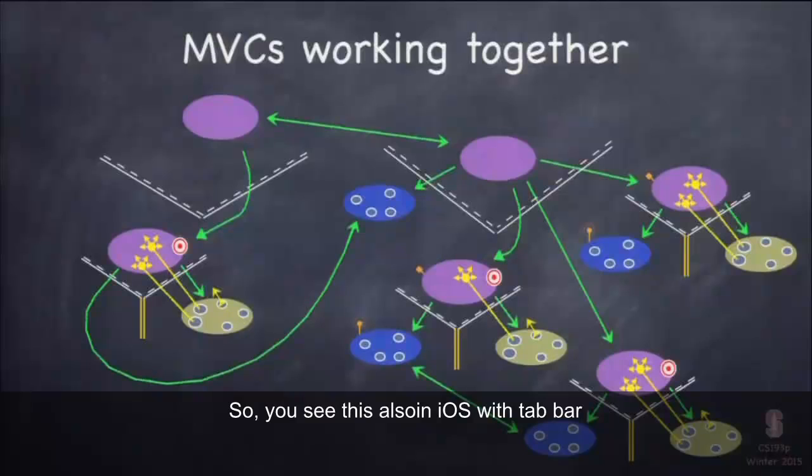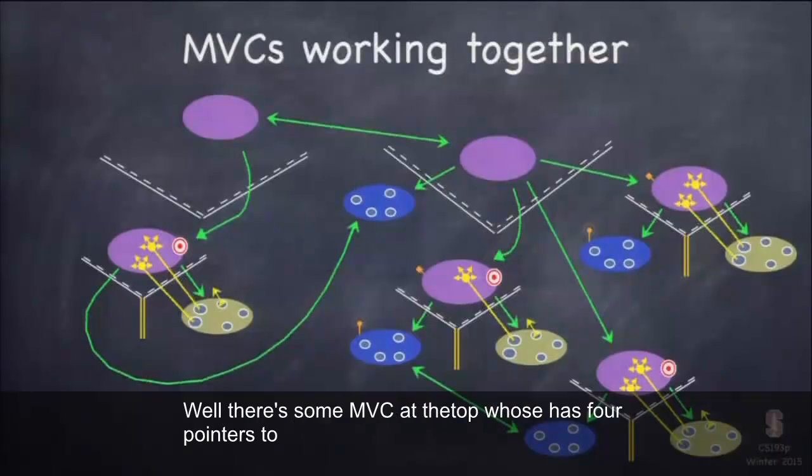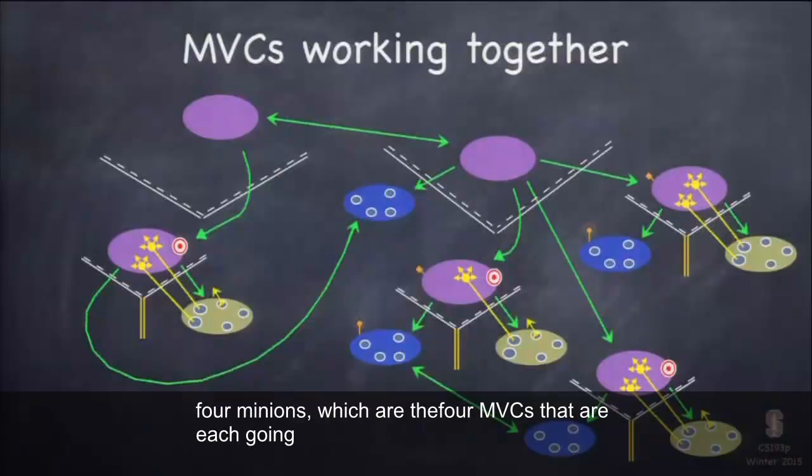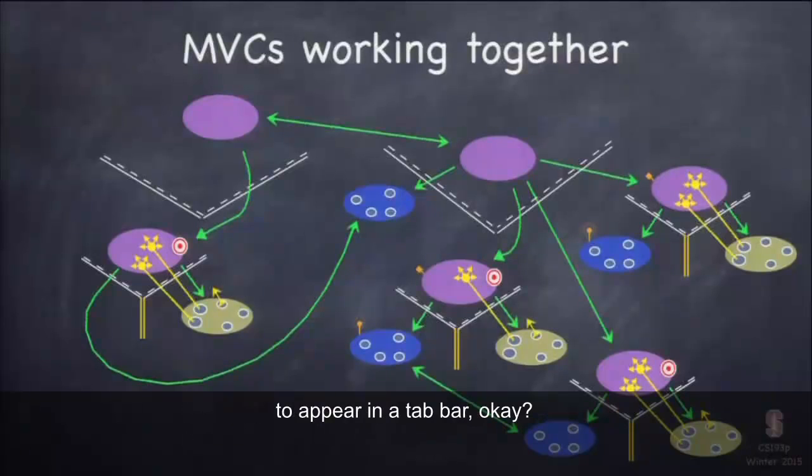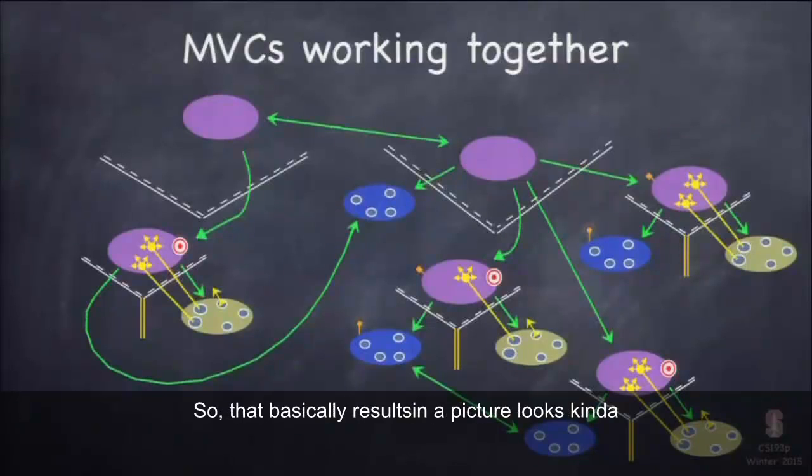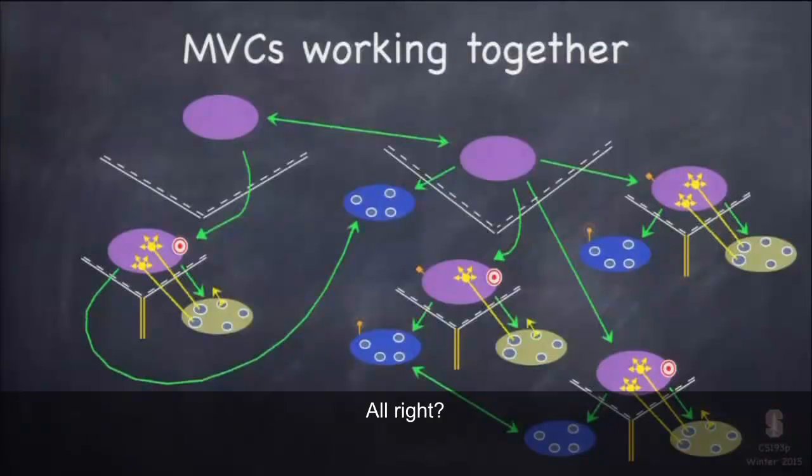Okay? So you see this also in iOS with tab bar controllers, right? You have the tab bar at the bottom might have 4 or 5 things you can choose. Well, there's some MVC at the top that has 4 pointers to 4 minions, which are the 4 MVCs that are each going to appear in a tab bar. Okay? And we'll be doing that, for example, in assignment number 2 or 3, where we'll be making a tab bar, and you're going to have to do multiple MVCs. So that basically results in a picture that looks kind of like this. All right?